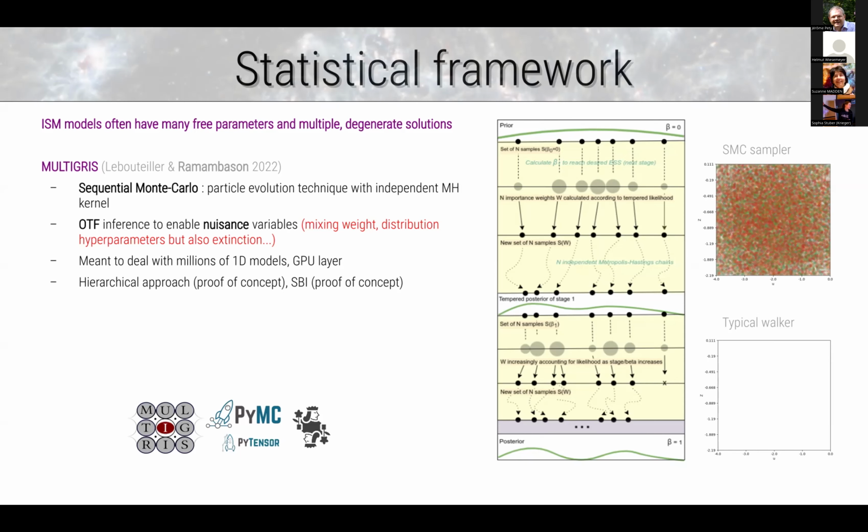such as the mixing weight and the distribution hyperparameters, of course, but also other things like the extinction screen parameter. It's meant to deal with millions of 1D models, and it has a GPU layer, and some proofs of concept are underway, like hierarchical approach and simulation-based inference.